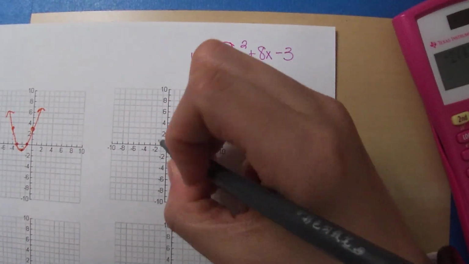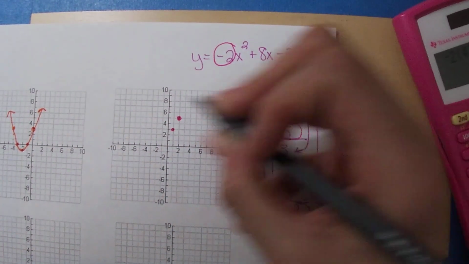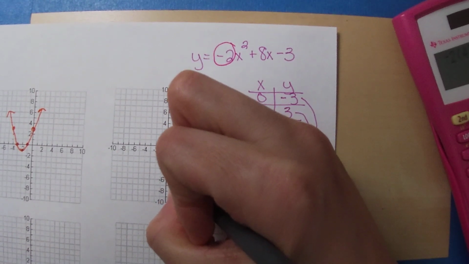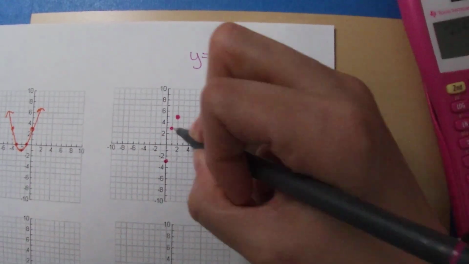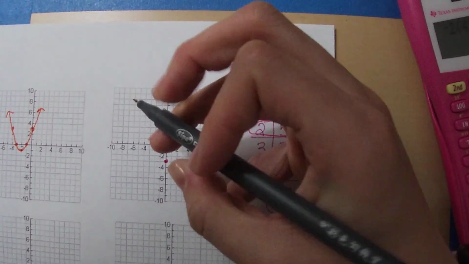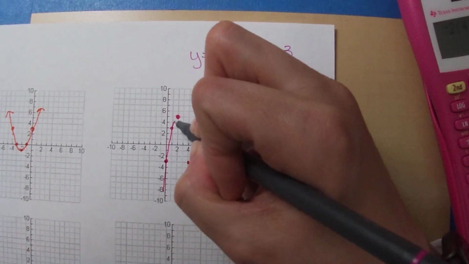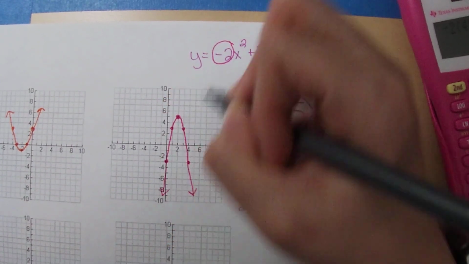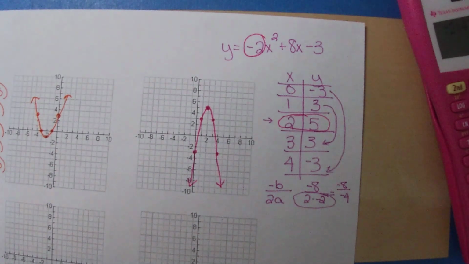So let's check. 1, 3. 0, -3. 3, 3. 4, -3. Now, this parabola is a little bit more squished because as these A values in front change, we either get a skinnier parabola or a fatter parabola. Okay, so the bigger the value, I don't know if that makes sense because it could be positive or negative. The closer it is to 0, the fatter we get. Further away from 0, whether positive or negative, the skinnier we get.